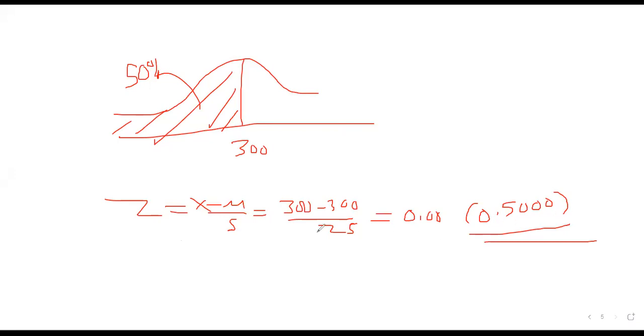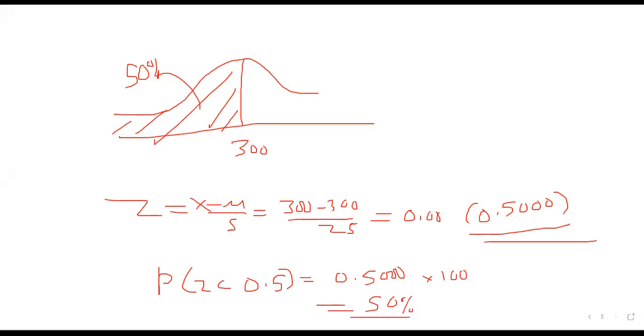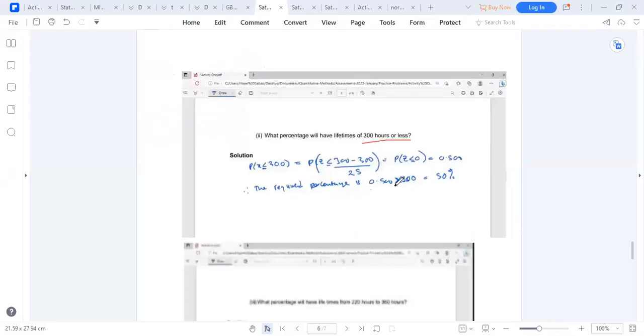Since this is 50%, what's the probability that Z is less than 0? It is 0.5. We can multiply by 100, so in percentage we can call it 50%, or just say the probability is 0.5. So that is what it means: the percentage that it would be 300 hours or less. That's how you got this, 0.50 times 100 to 50%.